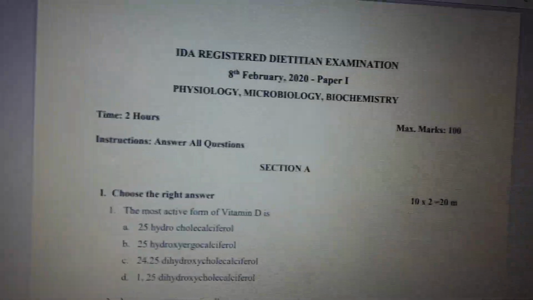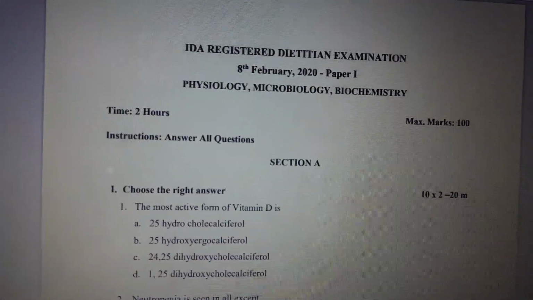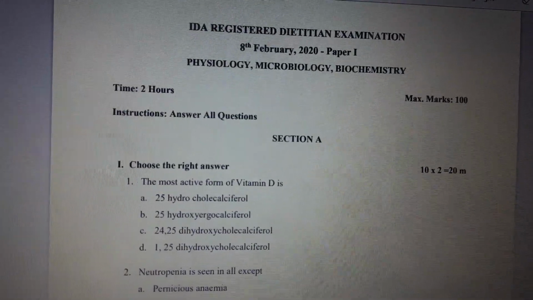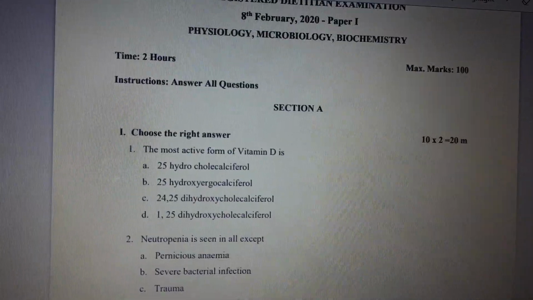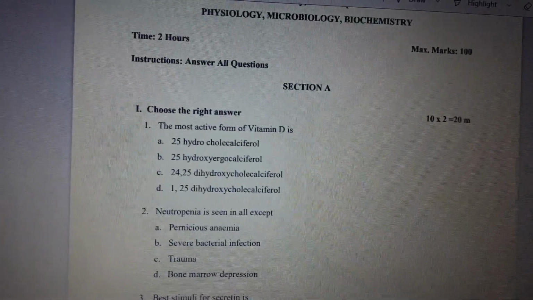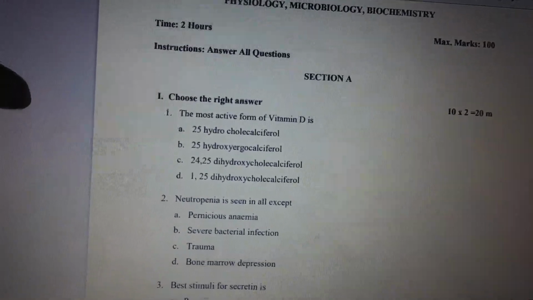Paper 1 has physiology, microbiology, and biochemistry. Time was 2 hours, maximum marks was 100 marks. In section A, question 1 is write the correct answer. So, these are basically MCQs. There are 10 questions, each of 2 marks.